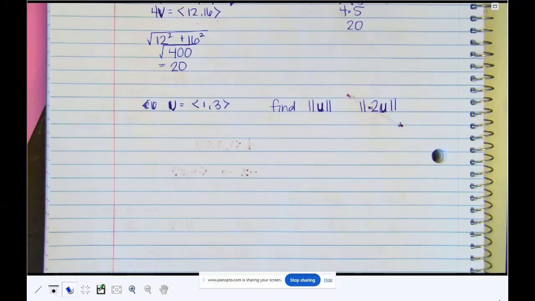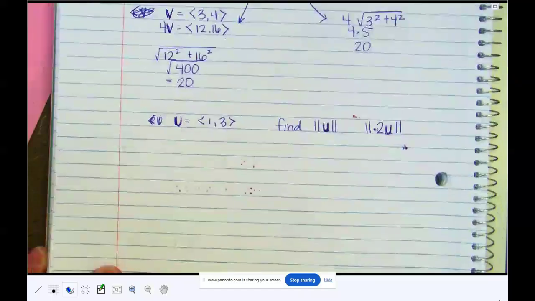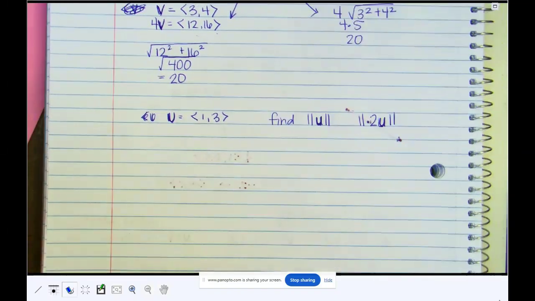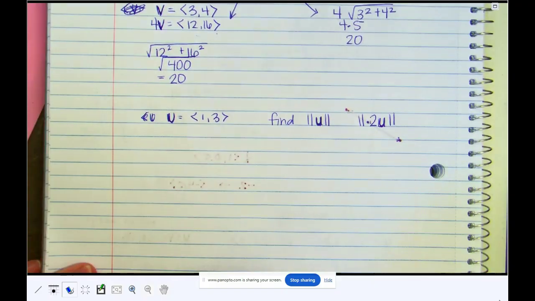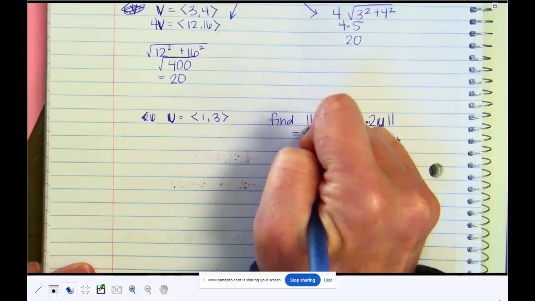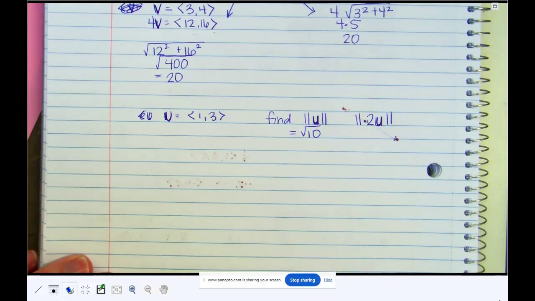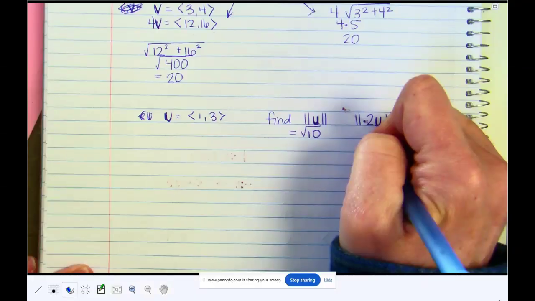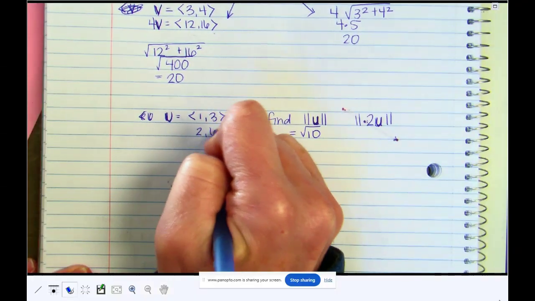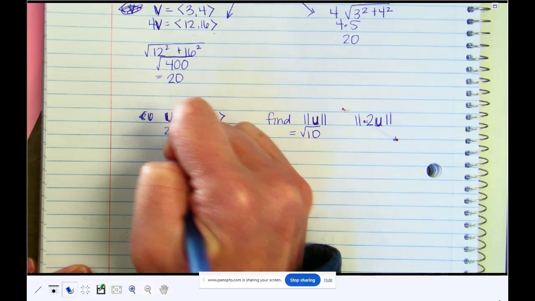One squared plus 3 squared is 1 plus 9, so 10. So what's the magnitude of u? The square root of 10. What is the magnitude of 2u? Correct. If you didn't use the shortcut and just did this, 2u is (2, 6).